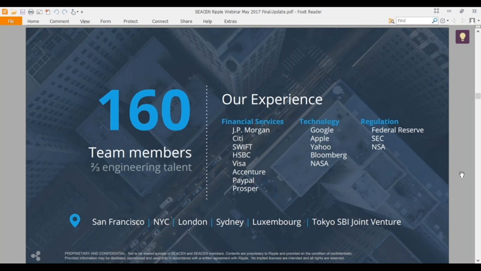So as a company, we're 160 employees. We're based across several cities listed at the bottom of the screen there. San Francisco is our home base. We have offices in New York, London, Sydney, Luxembourg, and Tokyo. Most of our employees are engineers. Two-thirds of the 160 are engineers.